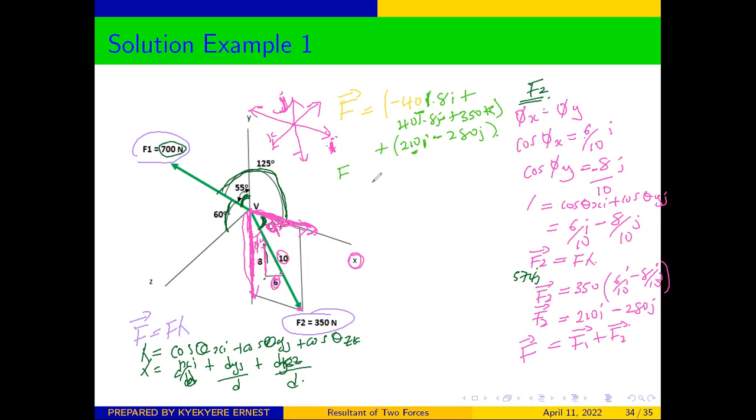we are going to get our F will be equal to all the i components. So the i component, you have negative 401.8 plus 210. This will be our i components plus our j components, which is 401.8 minus 280j. And then we put our z component also. The z component you only have one. So we are going to get 350k. And from there we put them together.